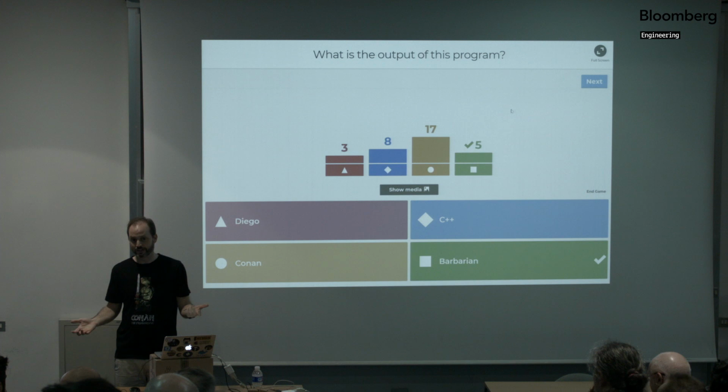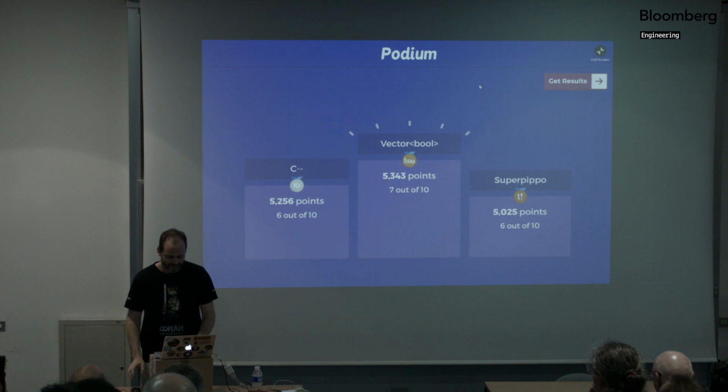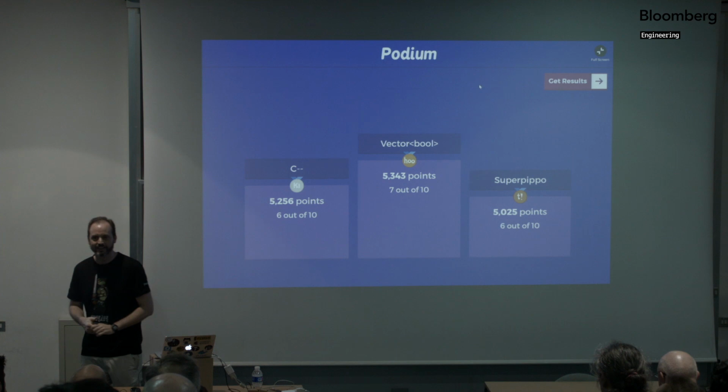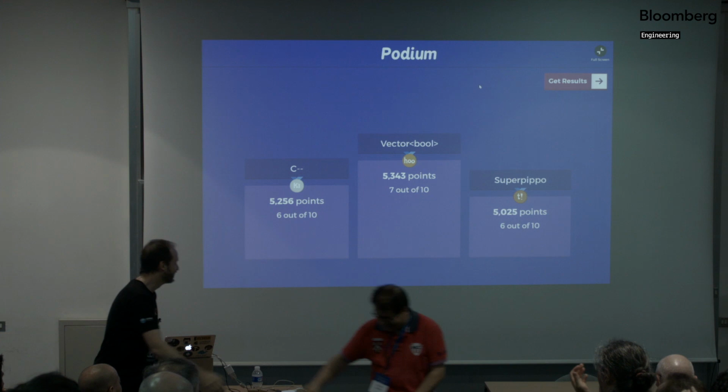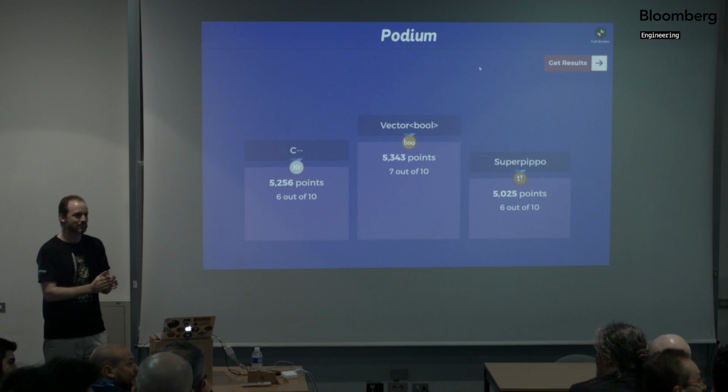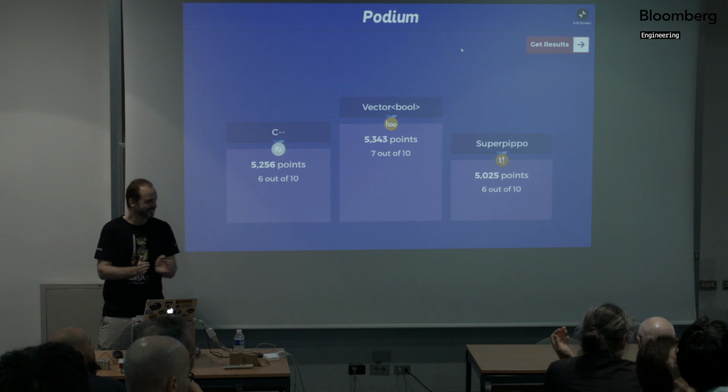Let's see what happened. So vector of bool, C minus minus and super pipo. So please, super pipo, come here. Who is super pipo? Big round of applause. So this for you, congratulations. Then C minus minus, who is C minus minus? Big applause. You did great.